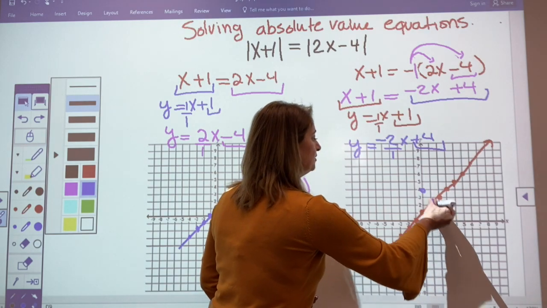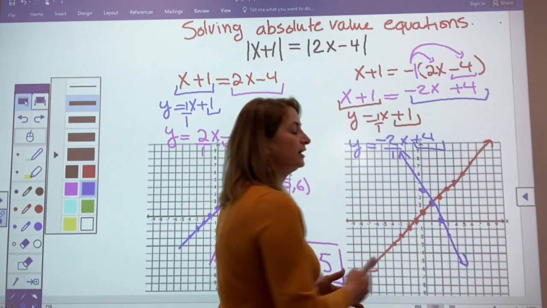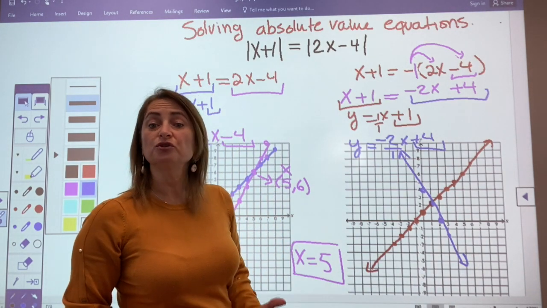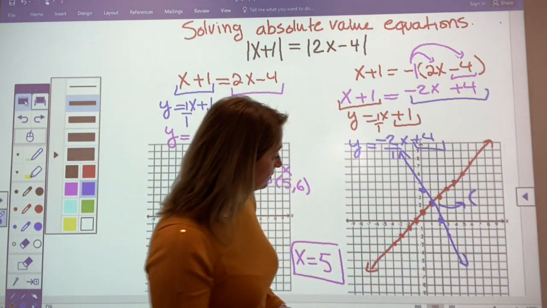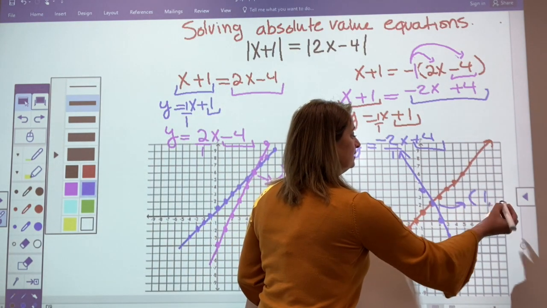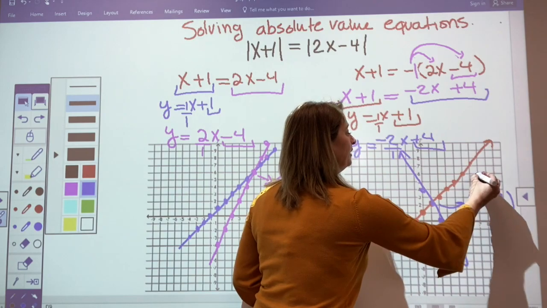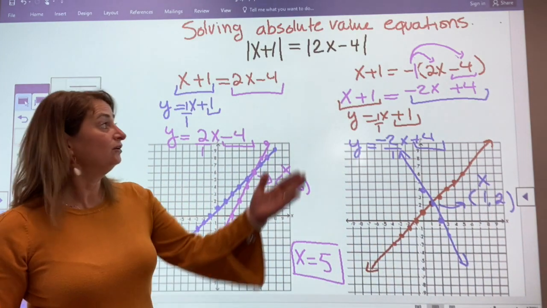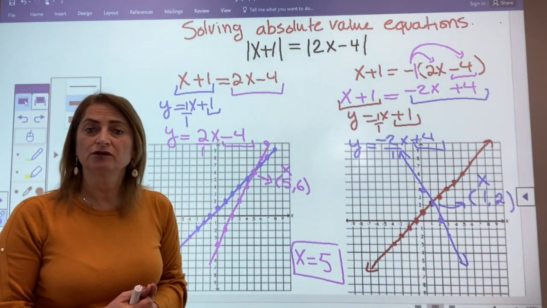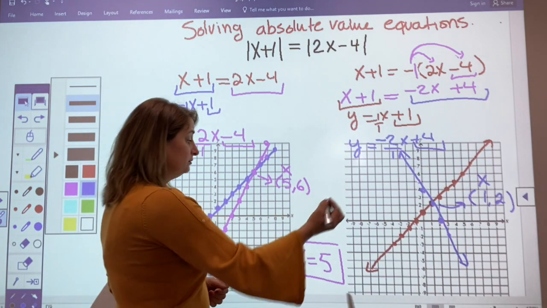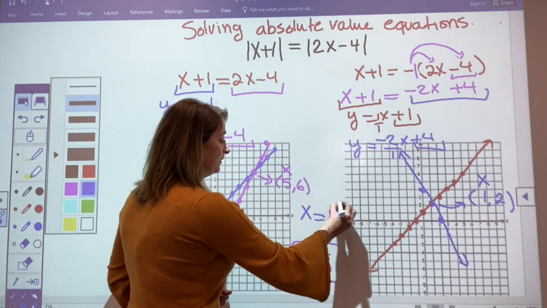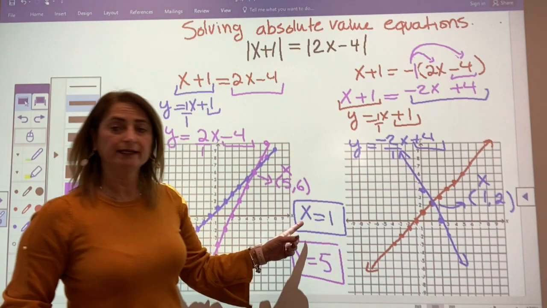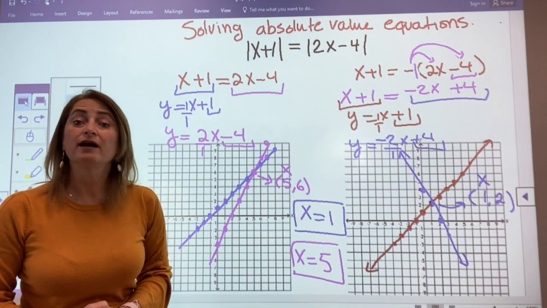I can stop because I can see where those two lines intersected, which is the solution. Where those two lines intersected at 1 for the x and 2 for the y, but I only need the x value because I only have x in the original equation. So the second solution would be x equal 1. So those are my two solutions, x equal 1 and x equal 5.